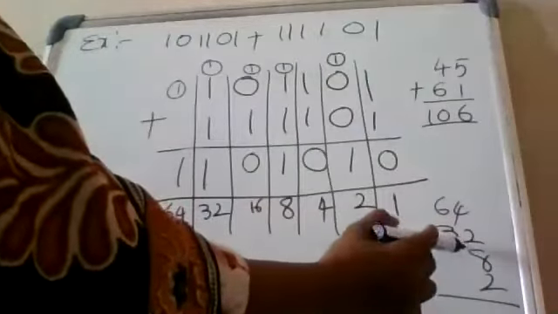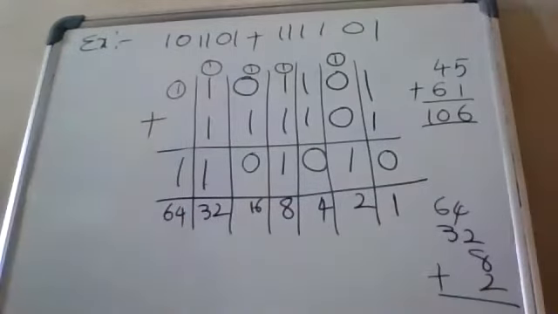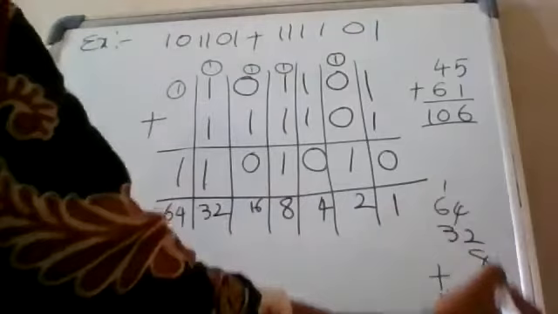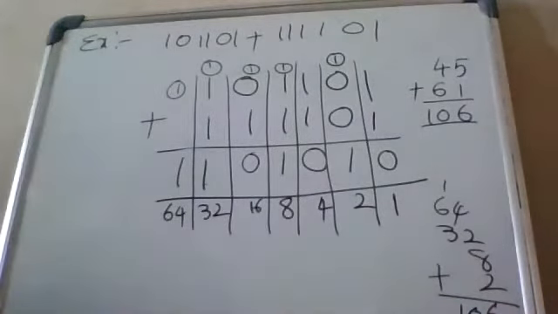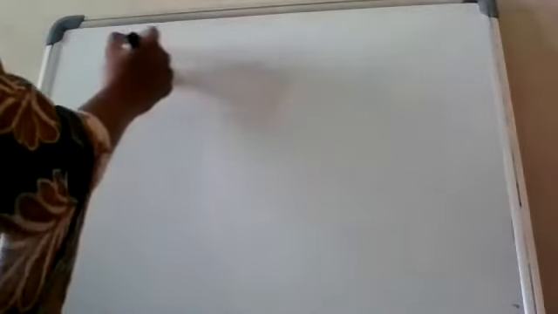4 plus 2, 6, 6 plus 8, 14. 14 plus 2, 16. 106, 106. So your answer is correct. This is the binary addition. Next, binary subtraction.